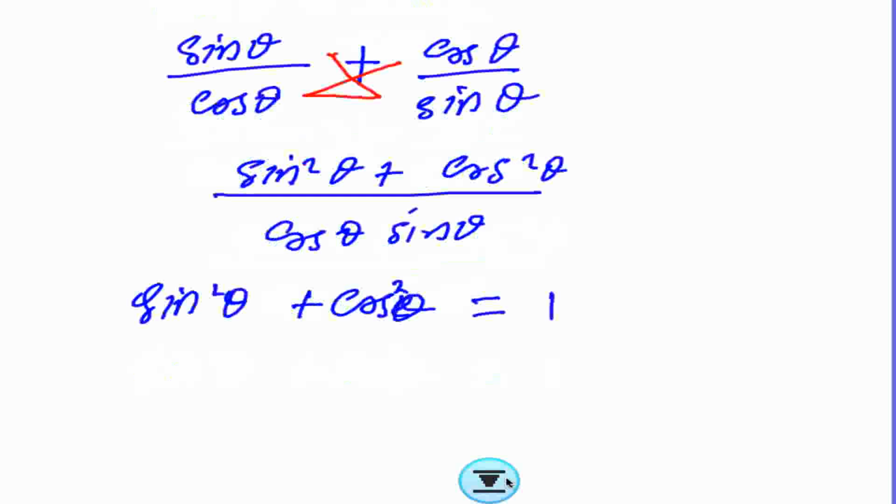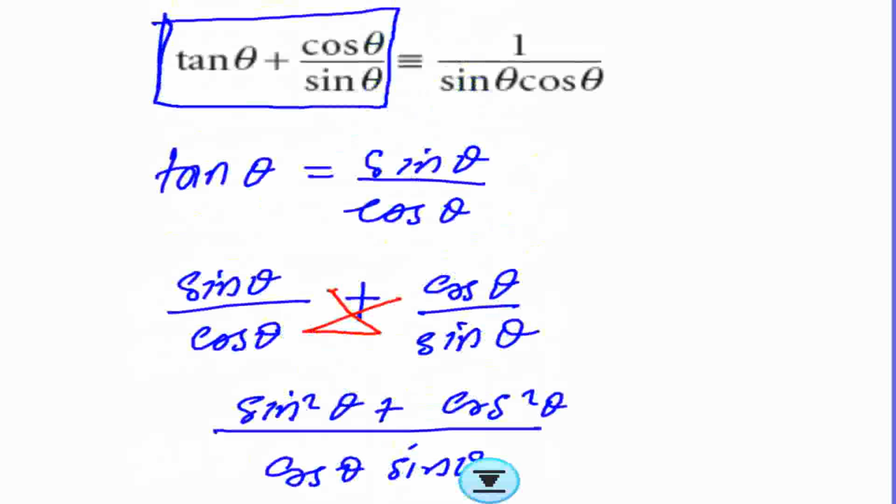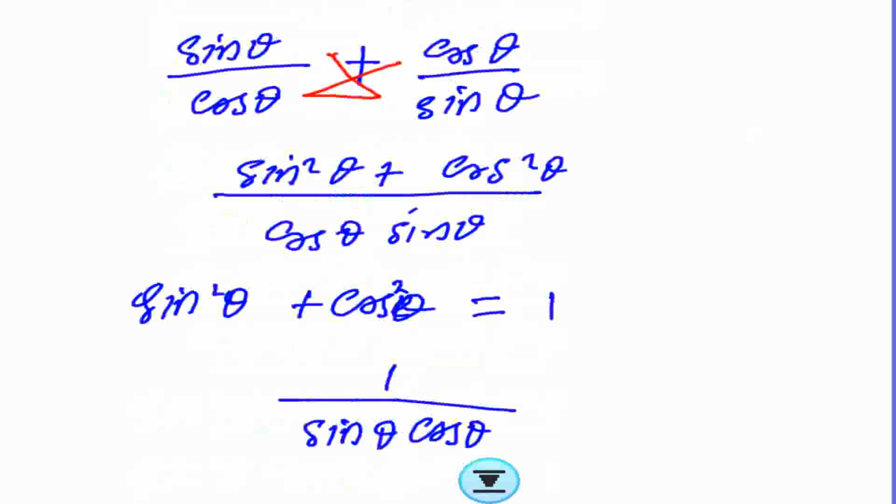And if the numerator is 1, we shall be left with 1 over sin theta cos theta. You can rearrange this. And this is what we are told to prove. We are told to prove that this one is equal to 1 over sin theta cos theta. And that is our answer. Thank you.